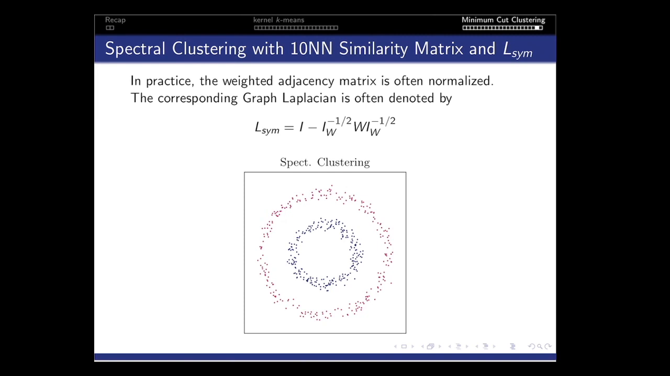And yeah, it works. So what is done in practice often is that the weighted adjacency matrix is normalized. So then we normalize with the degree matrix from the left and the right. So this result here is derived with the similarity normalized matrix. And then we get here this clustering.